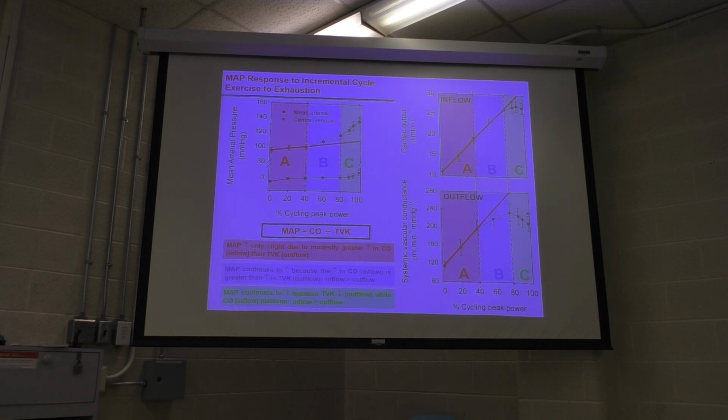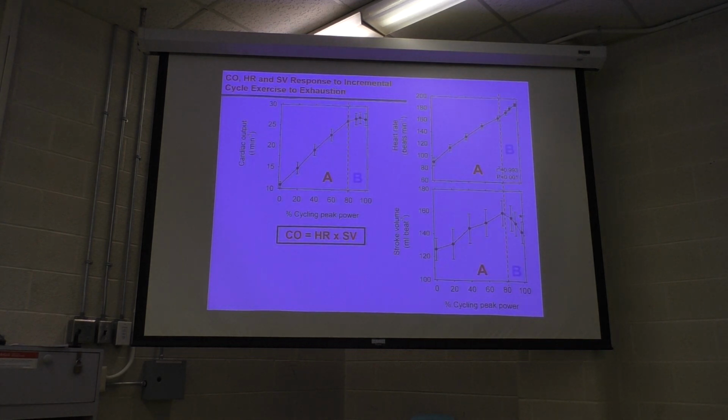So in the last slide, we showed that blood pressure was sort of the problem, the thing that was limiting it. Now we're seeing that within blood pressure, it's cardiac output that's the issue. So what determines cardiac output? Heart rate and stroke volume.